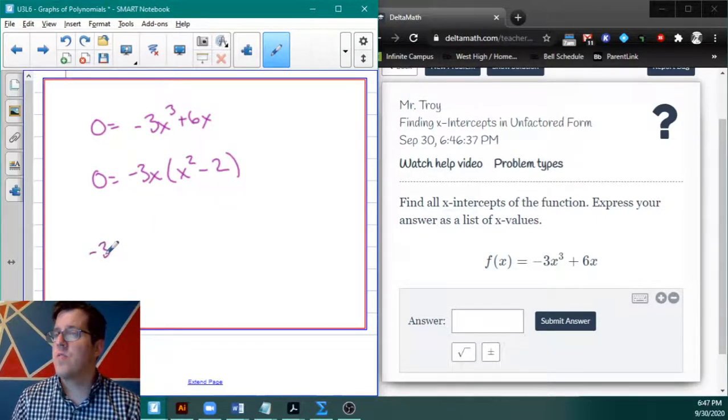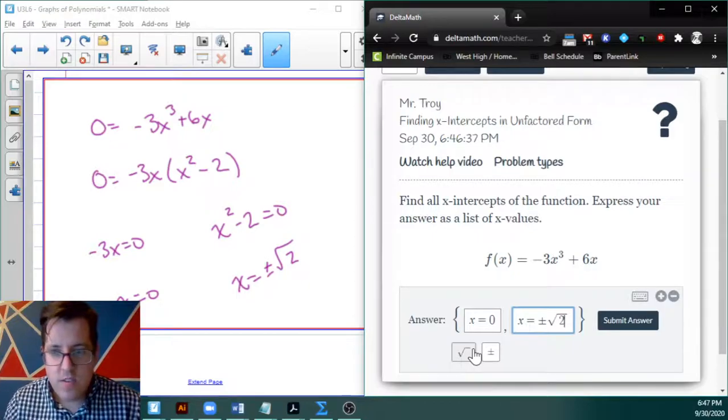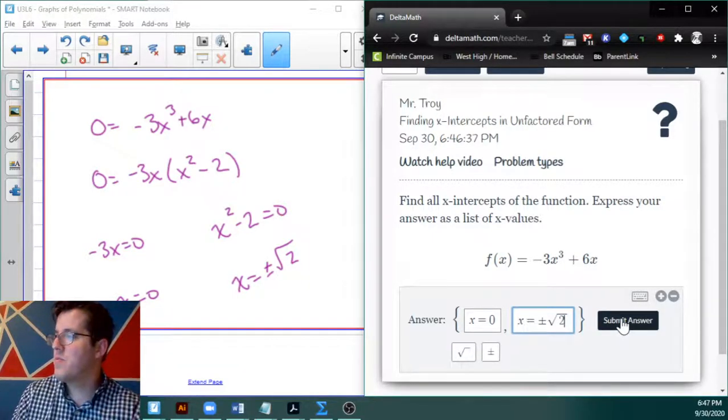So either negative 3x equals 0 or x squared minus 2 equals 0. So I've got x equals 0 and x equals plus or minus root 2. Let's see how it goes. I have entered the numbers. Let us see what happens when we press submit.